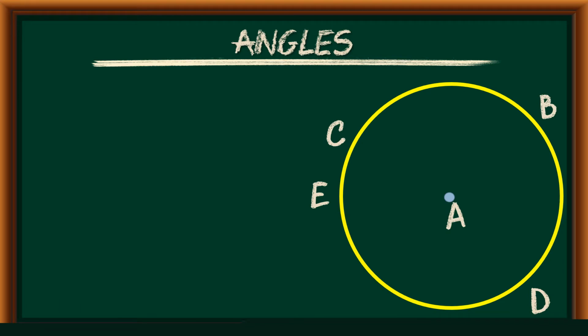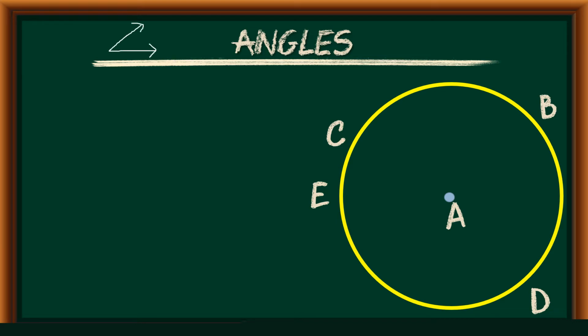Let us go to angles. Let us define first pala what is an angle. An angle is a figure formed by two rays meeting at a common endpoint, and that common endpoint is called the vertex. Ganito itsura ng angle.